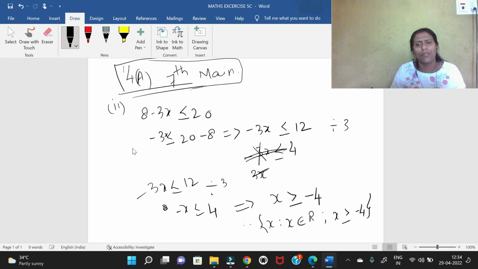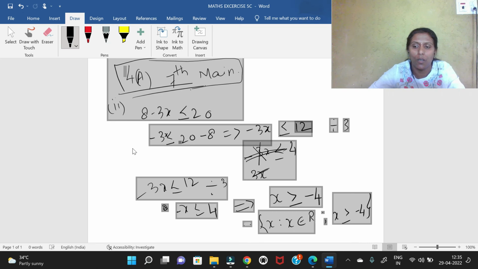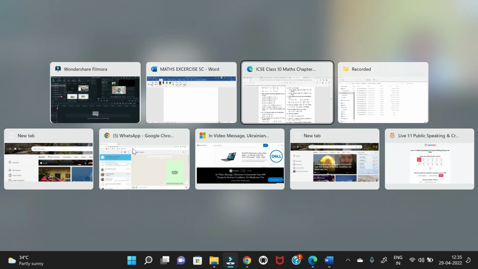So, what you can do? Anything starting from minus 4, minus 4 by 2, minus 4 by 5, minus 5, minus 6, and so on up to infinity, we can write. So, what we are telling is x belongs to real number or x is a real number. Having said this, now let me move on for the third one.